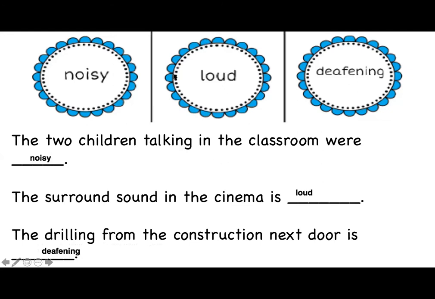Okay, guys, perfect work. So as you can see, it's really important for us to have a really wide range of vocabulary or synonyms so that we're not always using the same words. And it's important that we know when the word has a certain shade of meaning. For example, you wouldn't say the two children talking in the classroom were deafening, because that's probably not going to happen. You could say the two children shouting in the classroom were deafening, but it's really important that we make sure that we use the correct synonyms for each shade of meaning.